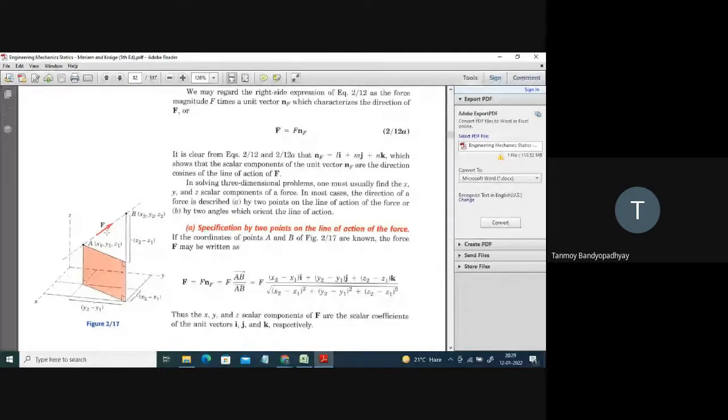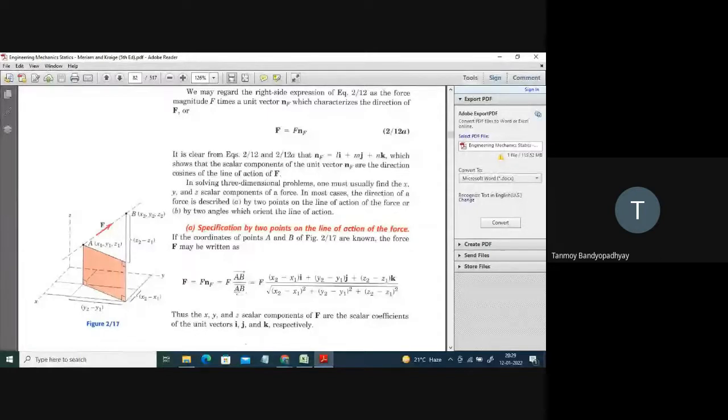So how do we find nF? To find nF, you have to find the position vector AB divided by the magnitude of the position vector AB. You can see what we did in 2D, where we had some discussions regarding all those things. So the position vector AB is given by (x2 minus x1) i cap plus (y2 minus y1) j cap plus (z2 minus z1) into k cap. And the magnitude will be the square root of all those terms. From there you will get a unit vector in the direction of AB.